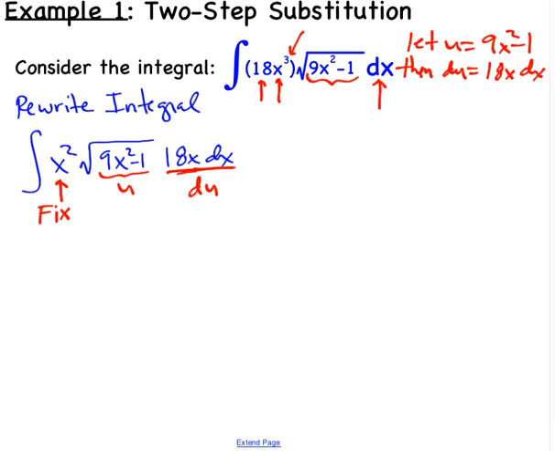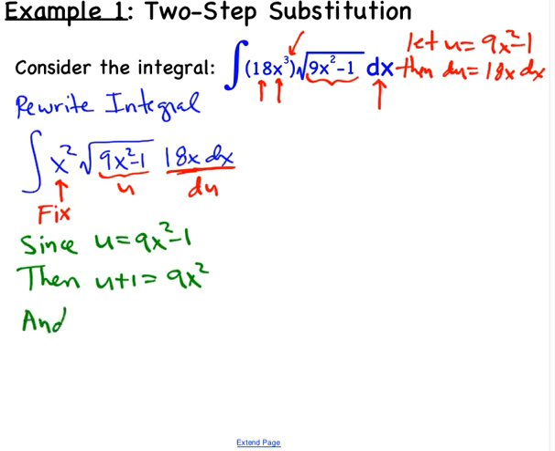So I go back to my substitution. I say, well, since u is equal to 9x squared minus 1, I can solve u equals 9x squared minus 1 for the x squared variable. So I'm going to add 1 to both sides. So then u plus 1 is equal to 9x squared. And then if we divide both sides by 9, we get that u plus 1 divided by 9 is equal to x squared.